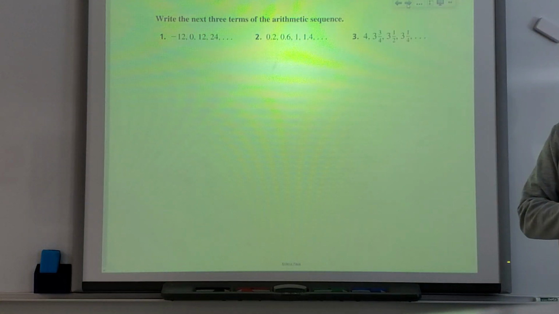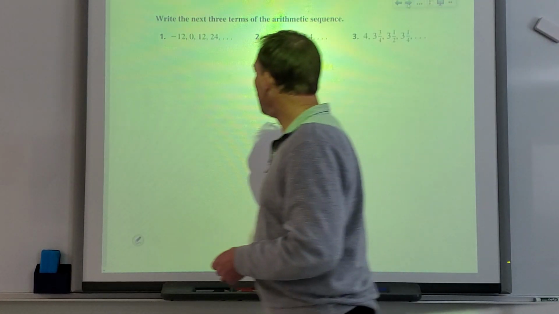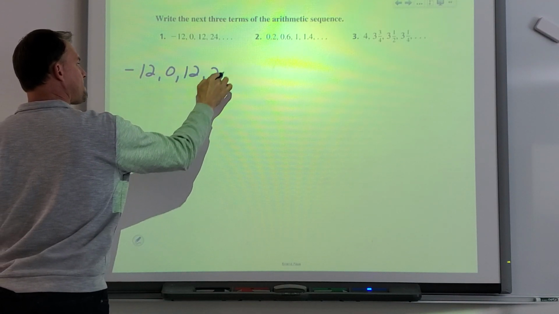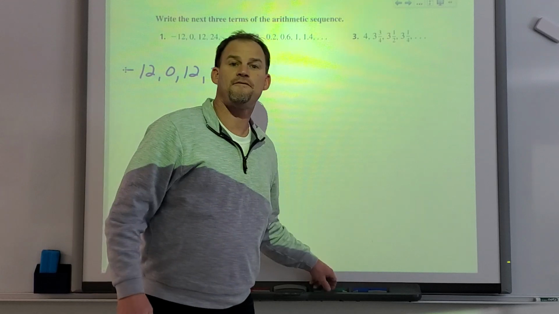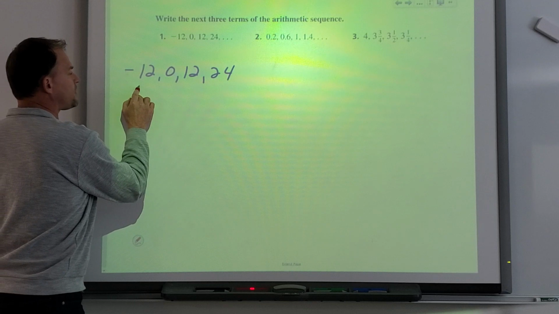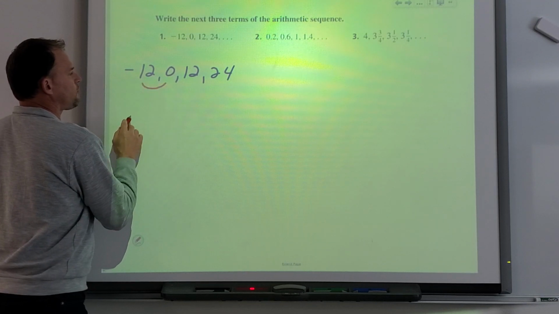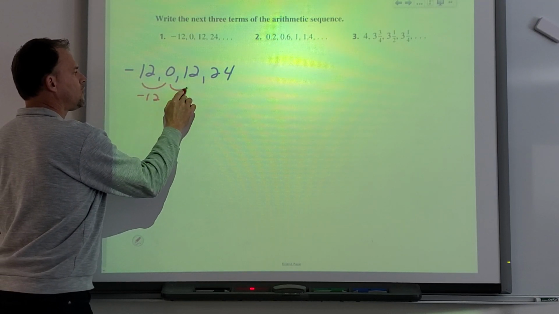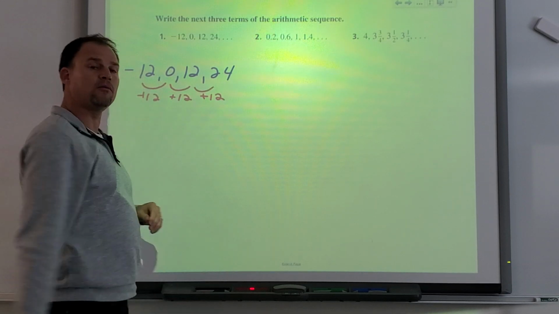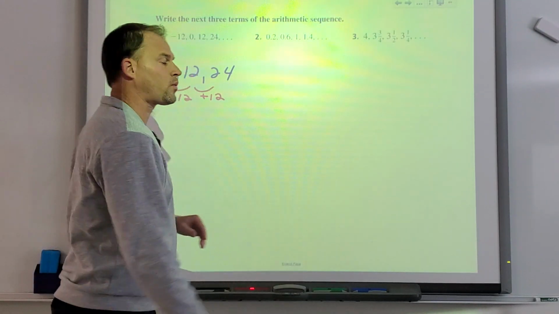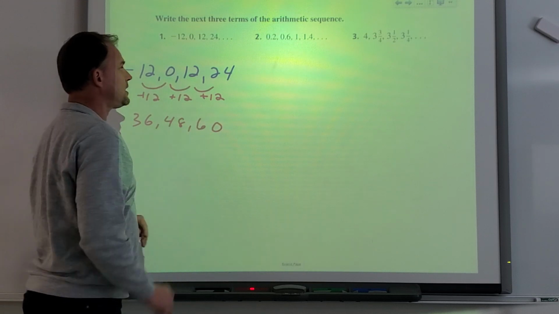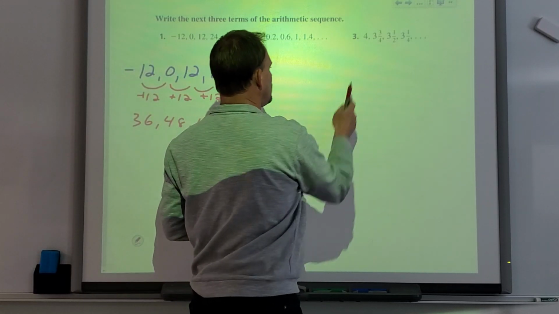Write the next three terms of each arithmetic sequence. So, again, I'll rewrite them. First, I need to find the common difference. How much is it changing every time? And is it the same? Here to here is, of course, down 12. Sorry, up 12, up 12, up 12. So I found my common difference. Now just do it 3 more times. 36, 48, and 60. All right, let's do number 3.